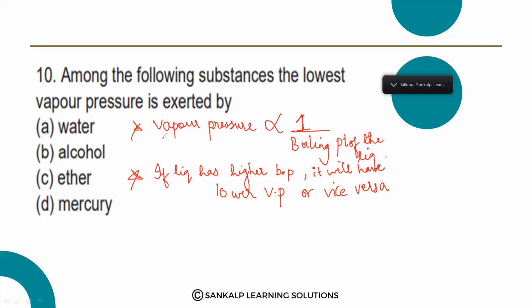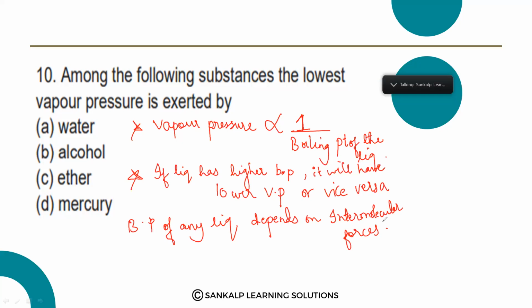So when we are talking about the boiling point of a liquid, it depends on intermolecular forces. The boiling point of any liquid depends upon the intermolecular forces, that is, the molecules of the liquid are tightly bonded with strong molecular forces.